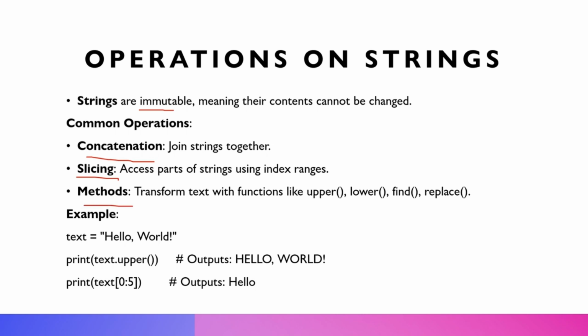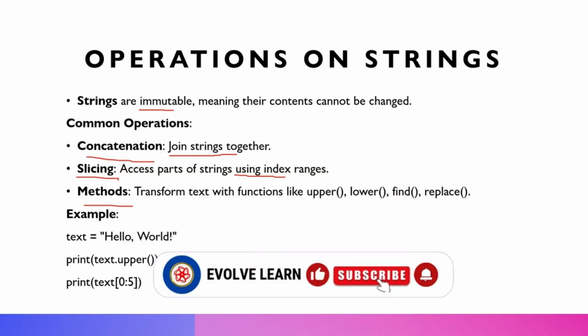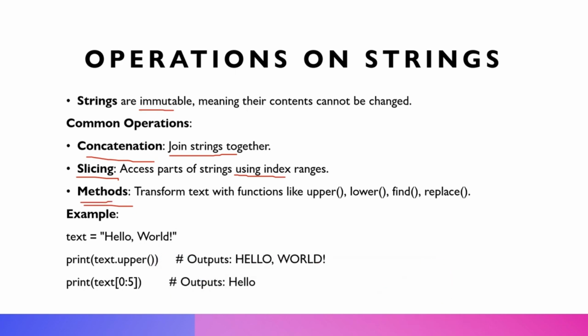Concatenation is the act of joining two or more strings together. Slicing is accessing part of a string using indexing ranges. It is just like cutting a slice of cake where you specify the start and end positions and Python extracts the part of the string you mentioned. Next, methods. Python strings come with many built-in methods. These are the most commonly used. Let's learn about them in detail.